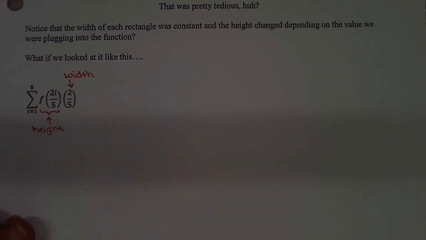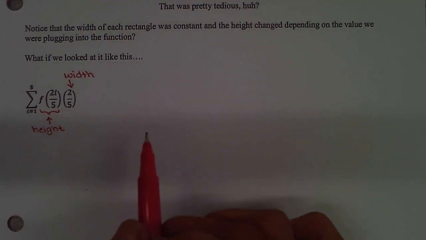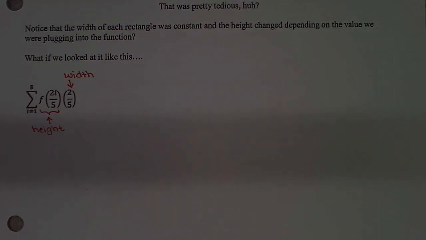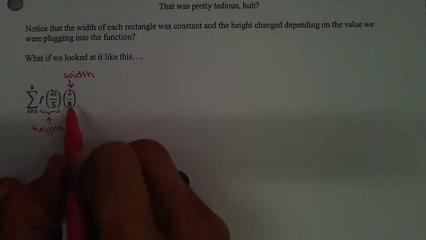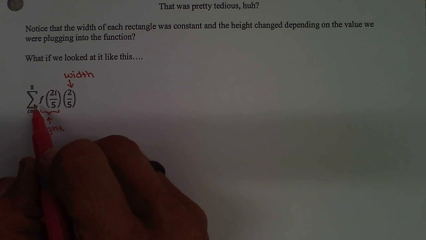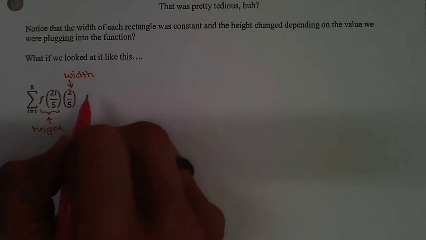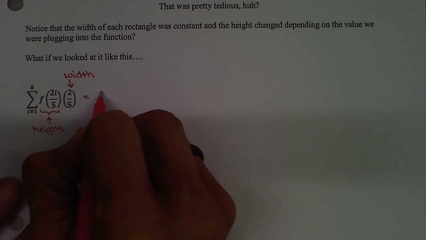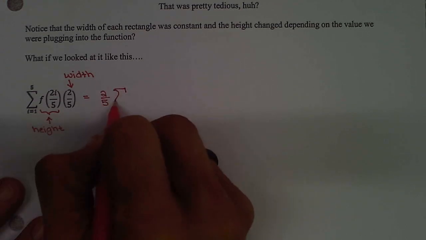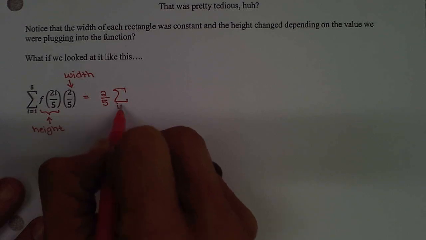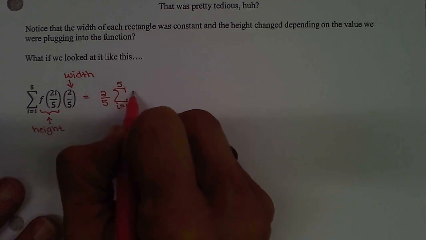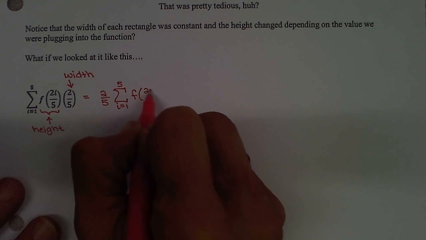And now we can use the formulas that we had yesterday to calculate what the area is going to end up being when we add all those rectangles up, without actually having to do the tedious work of adding them. So first, just like yesterday, this 2/5 is a constant and it can come out in front of my summation. So I'm going to have 2/5 times the summation of i equals 1 to 5 of f of 2i over 5.